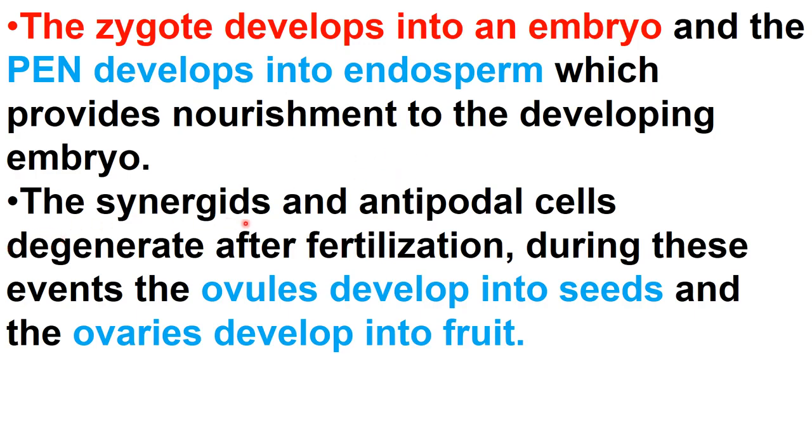Now the synergids and antipodal cells degenerate after fertilization. Where are the synergids and antipodal cells? Inside the embryo sac we are talking about. So inside the embryo sac, the synergids and the antipodal cells which were present will degenerate after fertilization. During these events ovules develop into seed, right? So after fertilization ovules will develop into seeds and the ovaries develop into fruit, right?